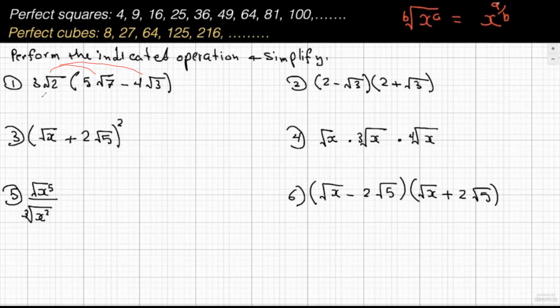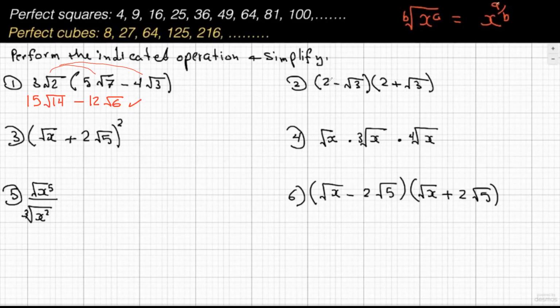You multiply the 3 by the 5, and you multiply the root 2 by the root 7, and you get 15 root 14. Minus, and then 3 times 4 is 12, and root 2 times root 3 is root 6. This is as far as you could go with this one. That's your final answer for this one.